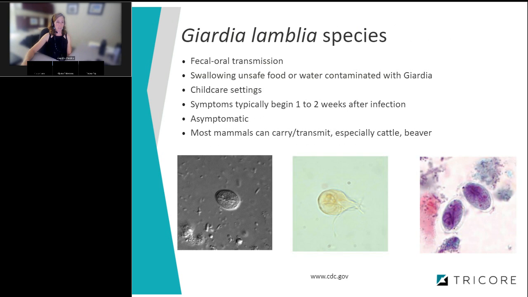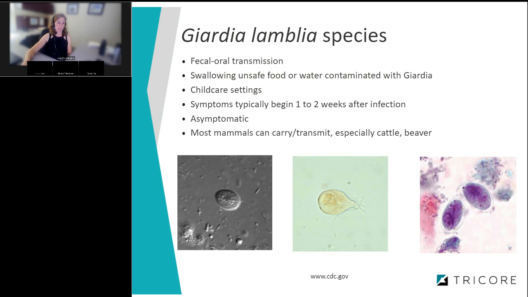So Giardia lamblia is the next species that I'll speak about. Again, it has fecal-oral transmission. Transmission occurs when you swallow unsafe food or water that's been contaminated with Giardia. Again, this occurs in childcare settings, but it actually occurs frequently in people that are camping or hiking and might consume water that has not been treated. Typically, symptoms begin 1 to 2 weeks after infection, and you can be infected and asymptomatic.